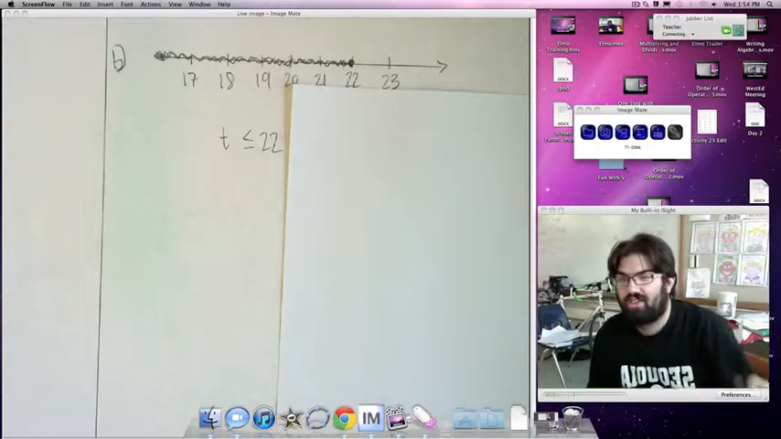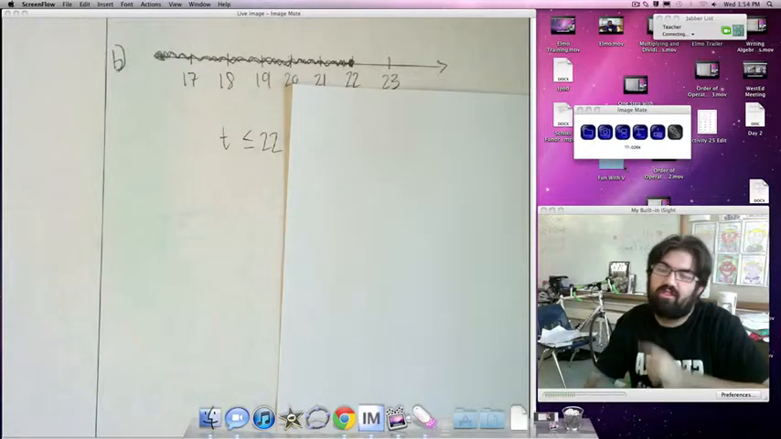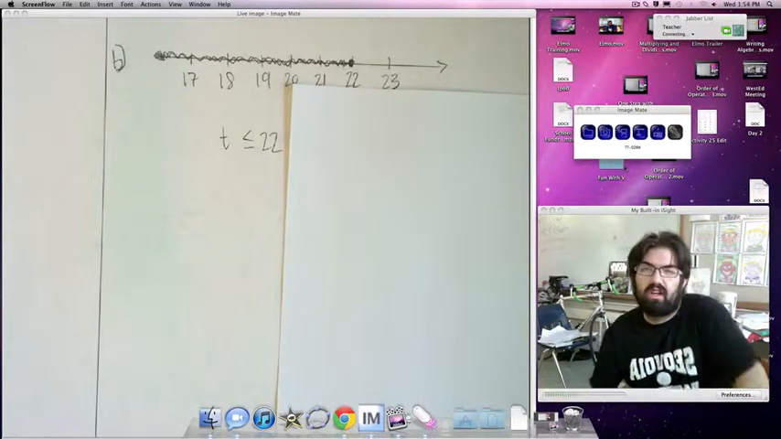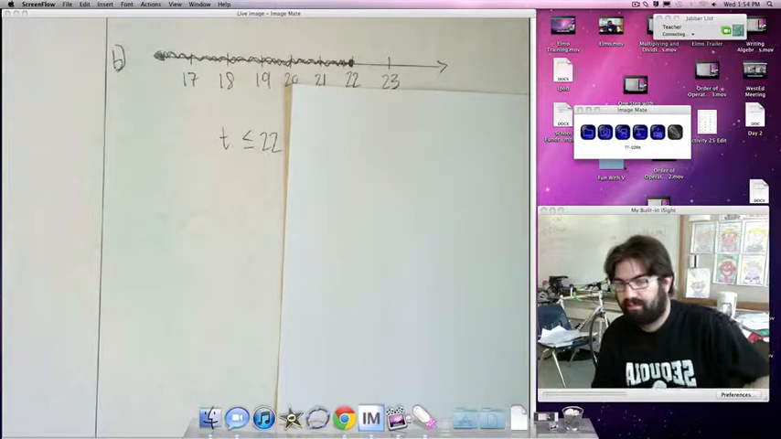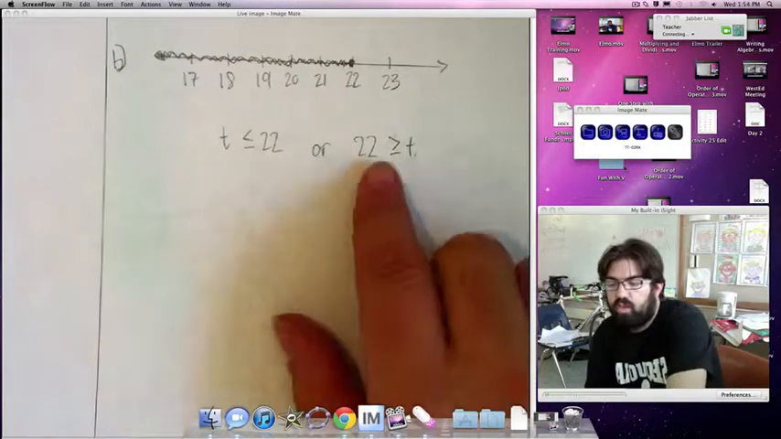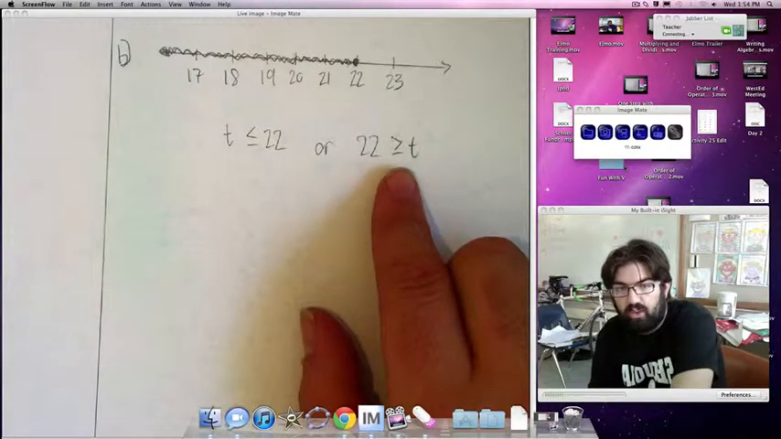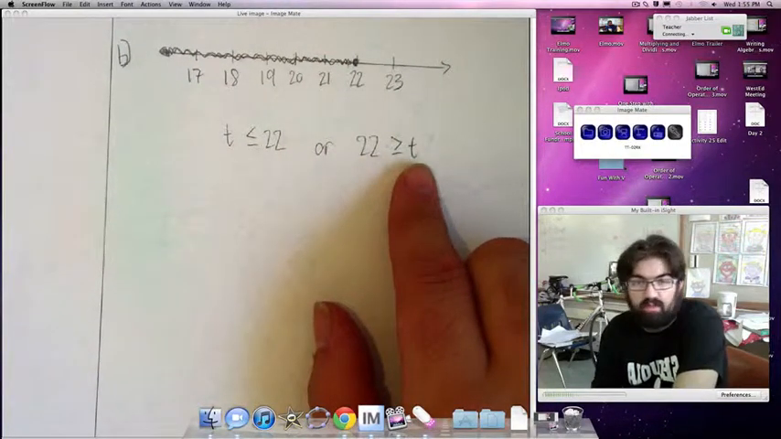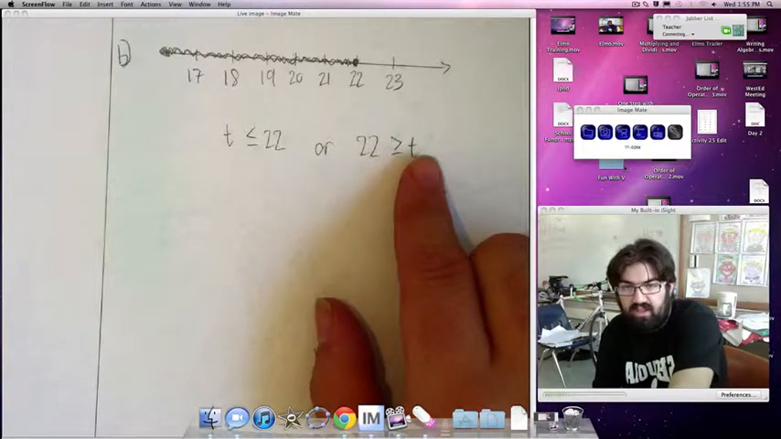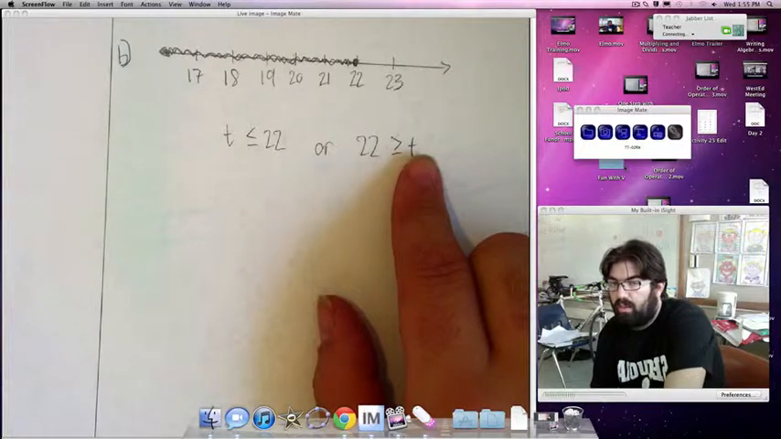Now there's actually kind of a trick. I could switch to 22 and a t. Think about it. If I switch 22 and t, what else do I have to flip over? The inequality symbol. Because I could also say 22 is greater than or equal to the number t, because t is some small number. So 22 is bigger than whatever t is. And that's another way of looking at it.